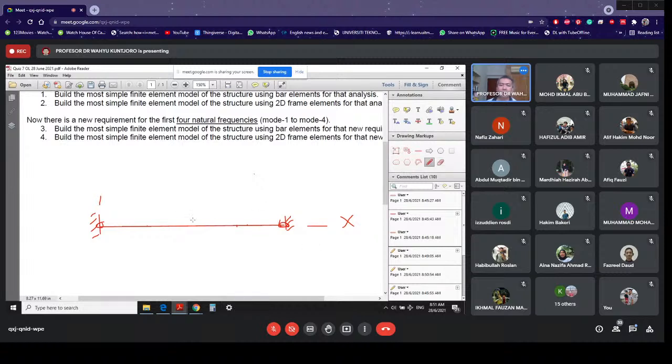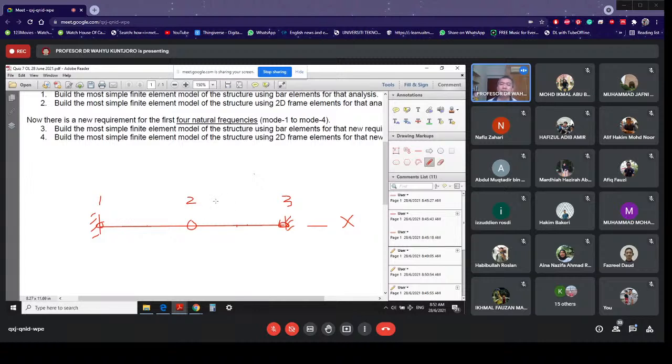It means that you need only one node that is able to move. So in total, you still have 3 nodes over here, but remember, nodes number 1 and 3 cannot move. Only node number 2 is able to move.